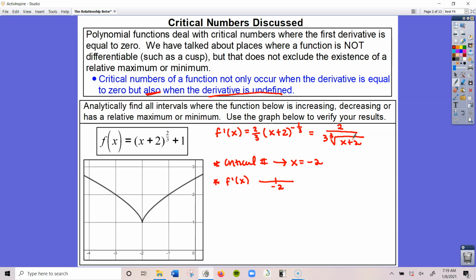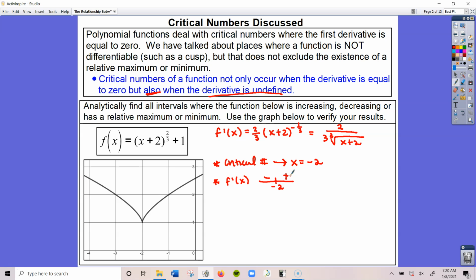So let's say I plug in negative 3. If I plug in negative 3 into the denominator, we get 3 times the cube root of negative 1, because negative 3 plus 2 is negative 1. And the cube root of negative 1 is negative 1. So that means that we would have a positive divided by a negative, which is a negative number. And if I plug in a number to the right of negative 2, so let's say negative 1, down here we would have negative 1 plus 2, which is a positive number. So everything would be positive, making this positive.